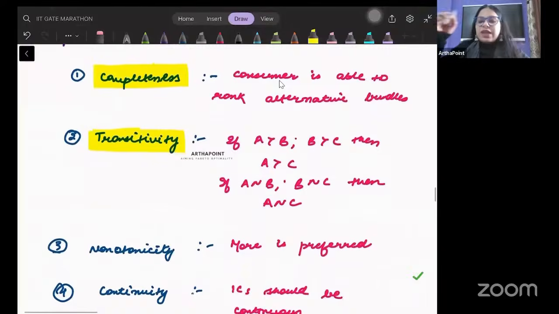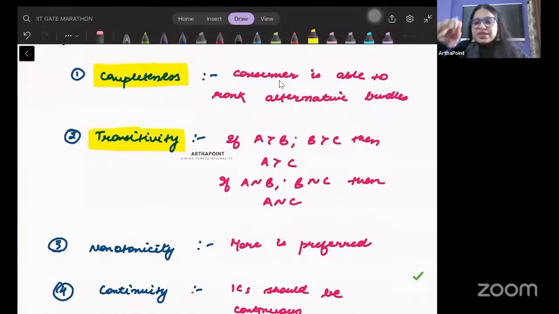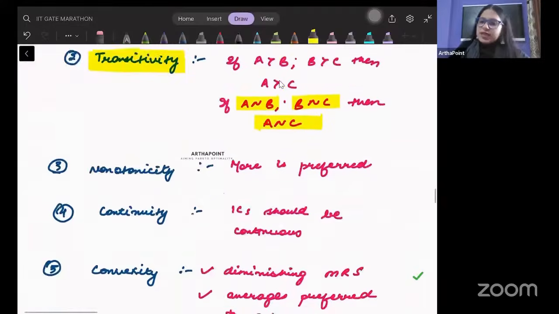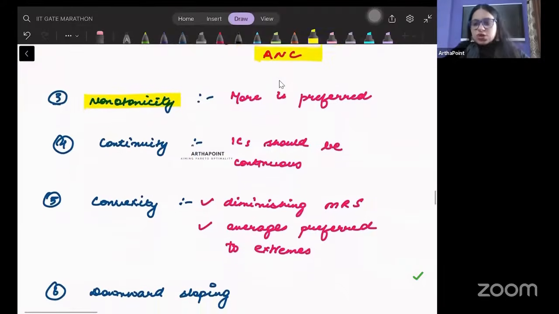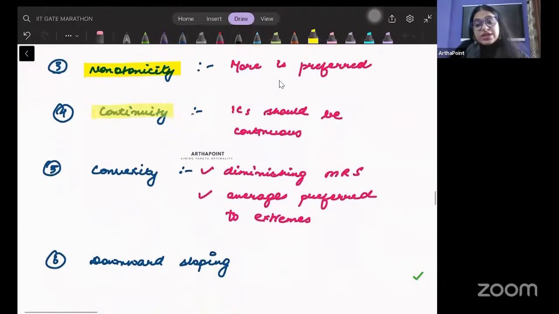Then we have transitivity. Transitivity says कि if A is preferred over B, B is preferred over C, then A is preferred over C. अगर मैं A और B के बीच में indifferent हूँ, B और C के बीच में indifferent हूँ, then I am indifferent between A and C also. Then we have monotonicity. It says more is preferred. Jitna zyada utna preferred.